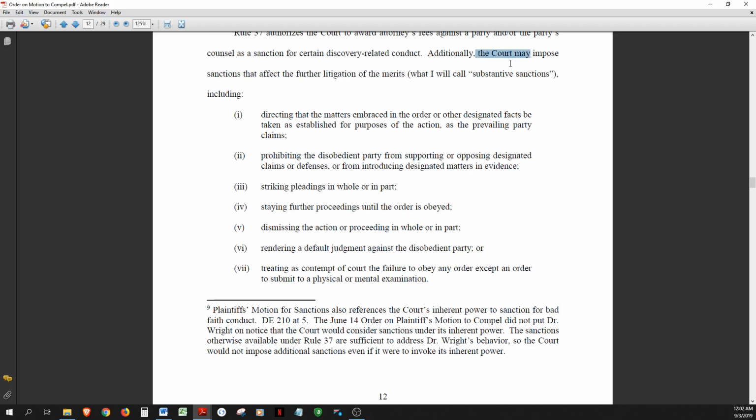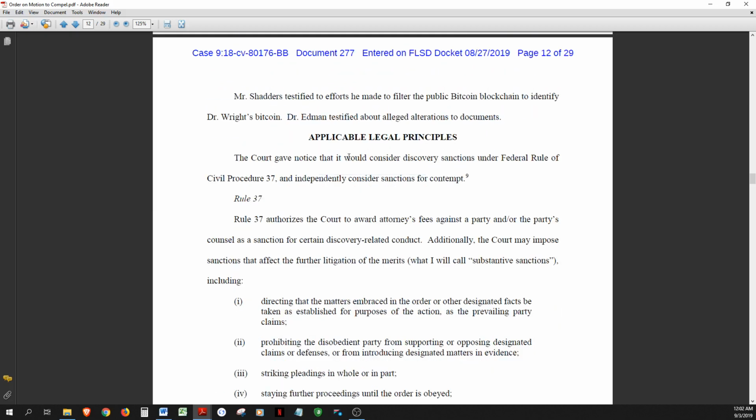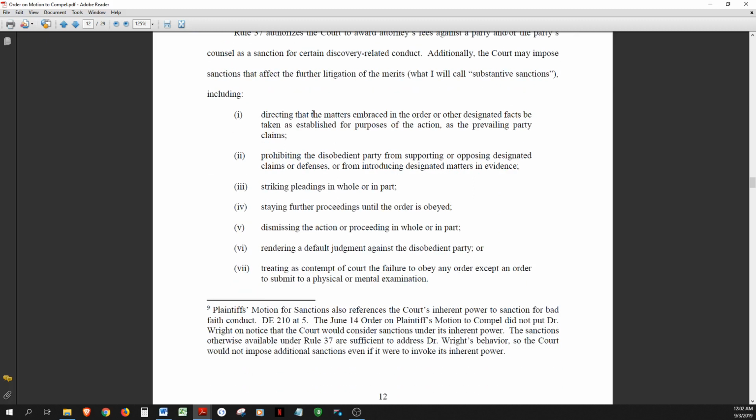So basically, the court may impose sanctions that affect further litigation on the merits. In addition to getting attorney fees, the court can direct that the matters embraced in the order or designated facts be taken as established. So the court can say, you're not providing discovery about facts, so I'm going to consider this fact established. It can also prohibit disobedient parties from supporting or opposing designated claims or defenses, or introducing designated matters into evidence.